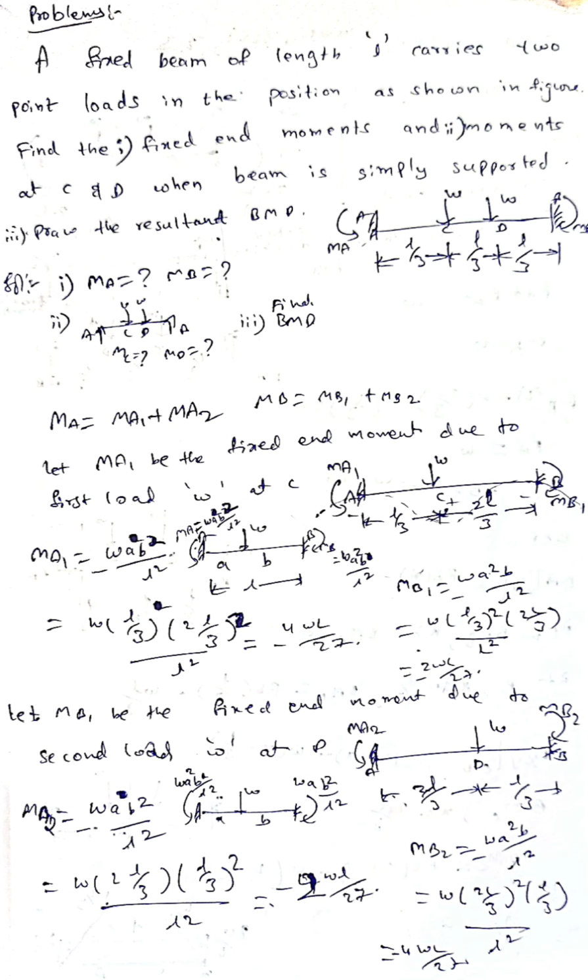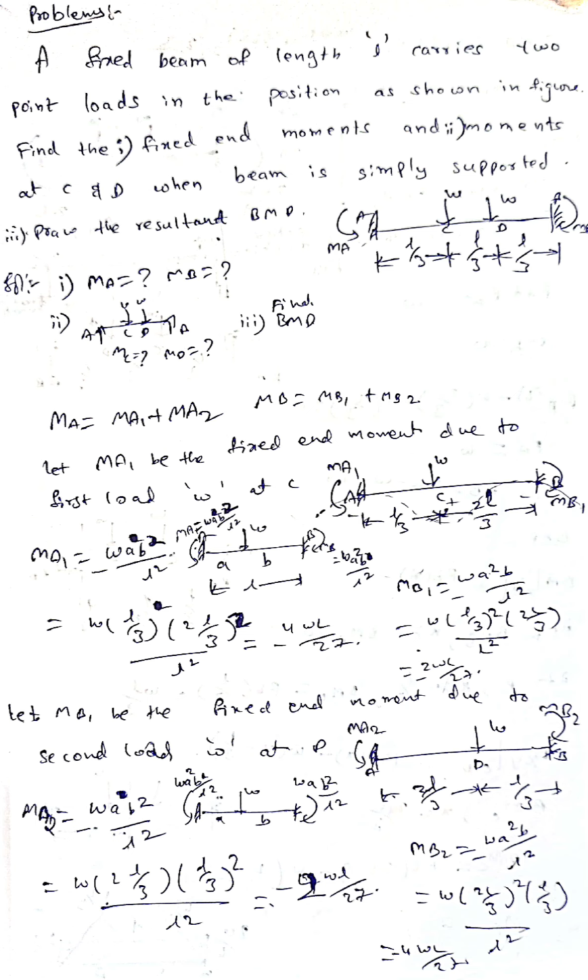So MA1, MB1. If you see the formula, we have a formula for an eccentric point load with distances A and B. The moments are MA equals WAB square by L square, and MB equals WA square B by L square. The same formula we can apply here. Here A is L by 3, B is 2L by 3. So if we substitute, we can find MA1 and MB1. MA1 we will get as minus 4WL by 27, MB1 minus 2WL by 27.